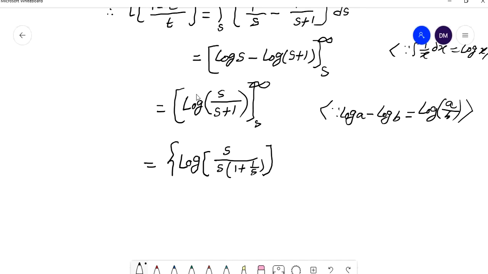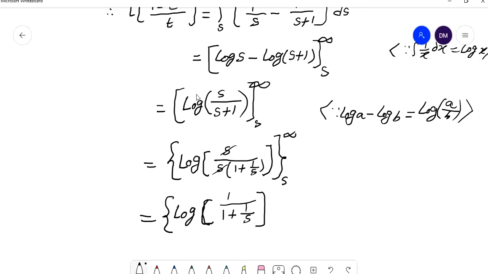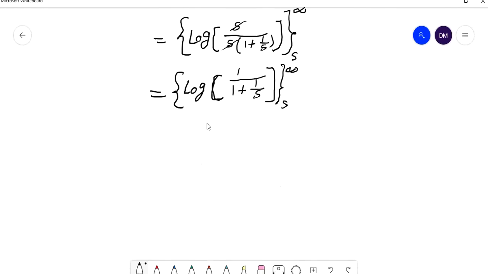What are the limits here? The limits are s to infinity. So here s cancels, then you can get log of 1 by 1 plus 1 by s. The limits are s to infinity. Now we can substitute the limits here.